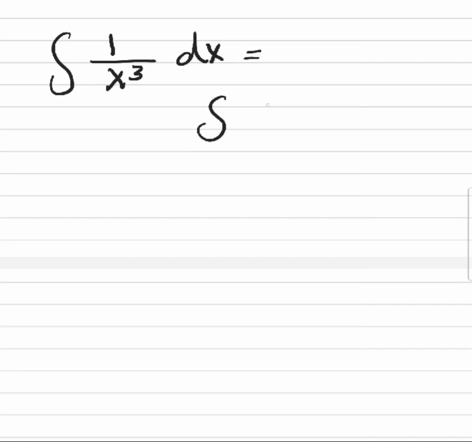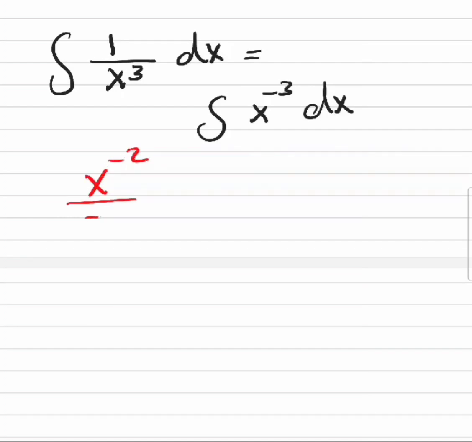Now let's try another one like that. Try this one. 1 over x cubed. So first let's rewrite it. This is x to the negative 3 dx. And now let's add 1 to the exponent. Negative 3 plus 1 is negative 2. Divide by that result, and you should get this.